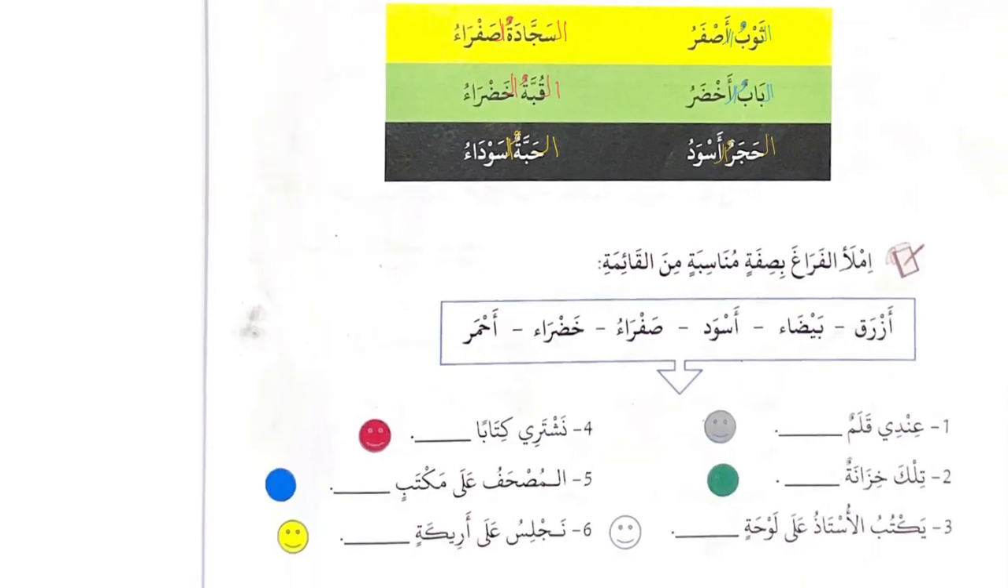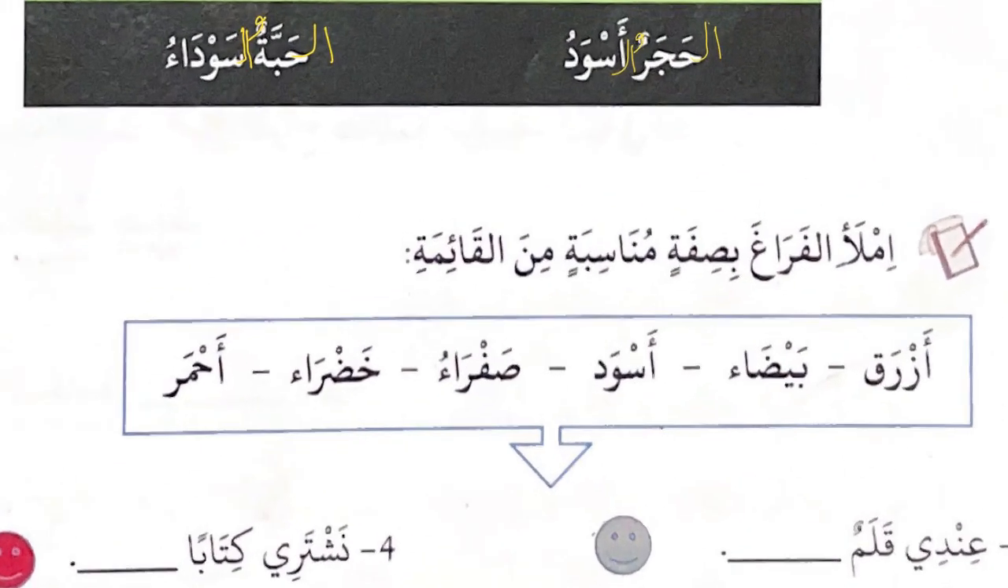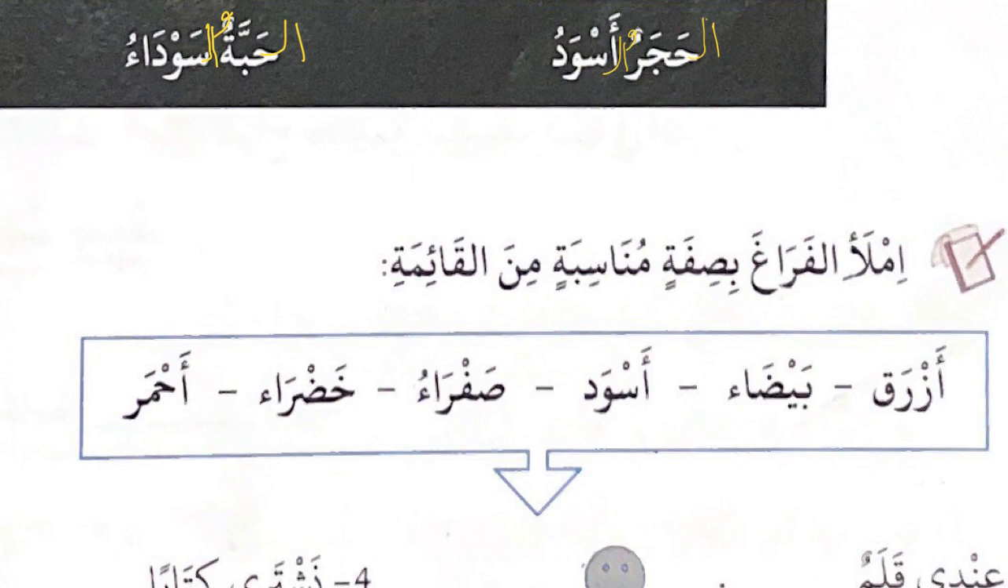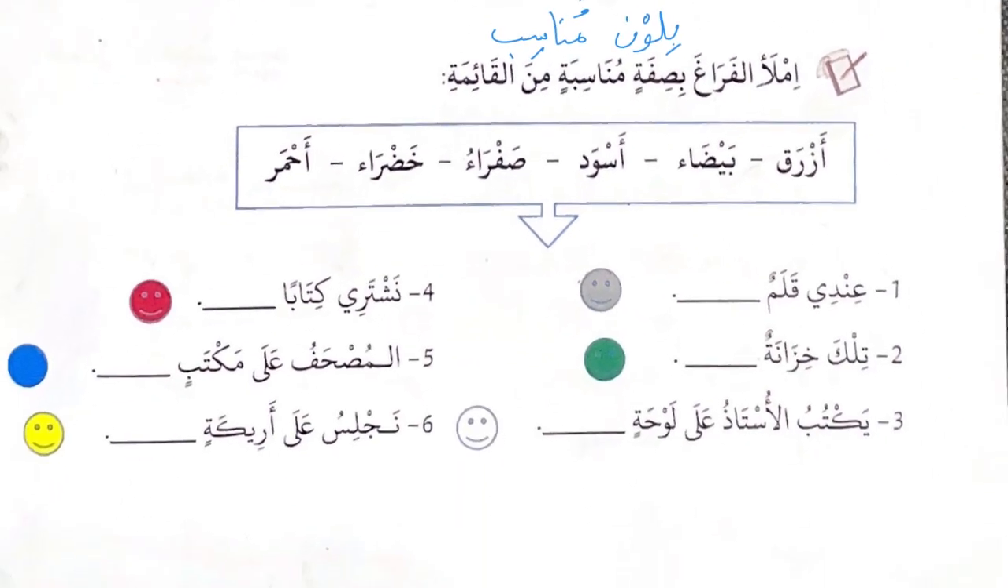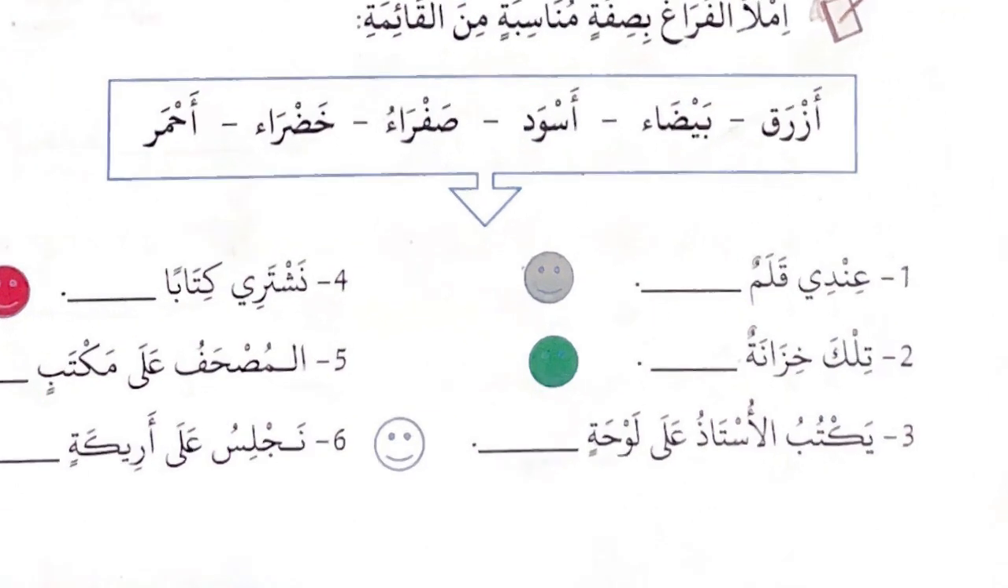Now we look at the exercise. Imla il faraq bi sifa munasiba. Fill in the blank with suitable sifa, or better we say fill in the blank bi laun munasib, with suitable color. Bi launin munasibin, with suitable color from the qa'imah, min al-qa'imah, from the list. Alright, so let us look at the sentences.